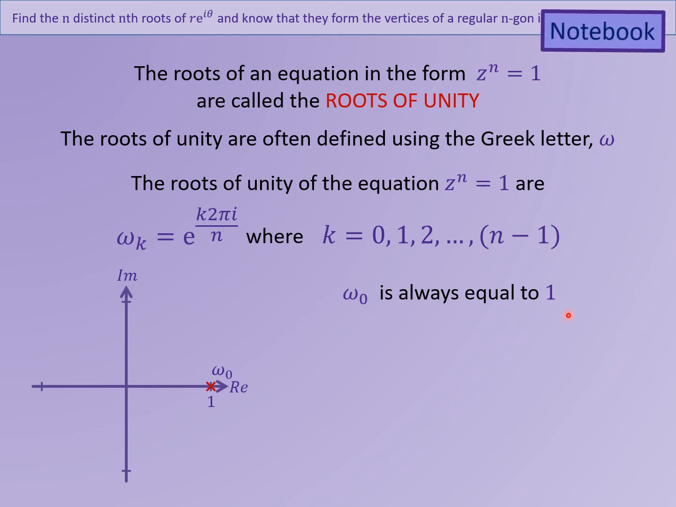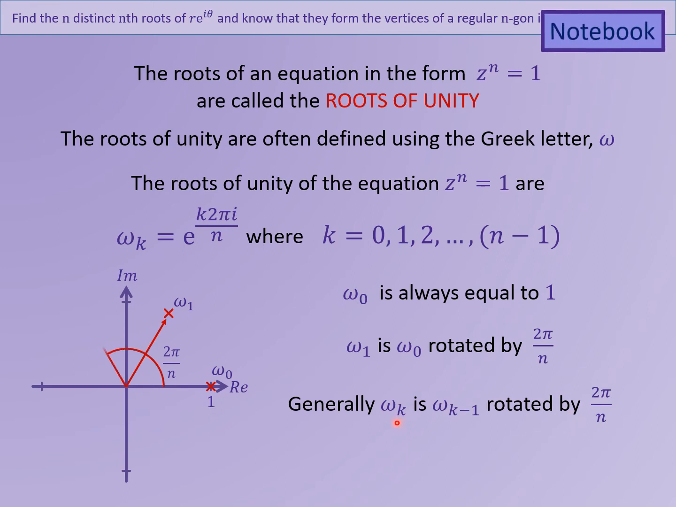Once you've got that one, your second solution is going to be 2 pi over n. It means the argument has gone up by 2 pi over n. That's the only difference between the two solutions. The r value, the modulus, is always equal to 1, so it's still got a distance of 1. The only thing that's changed is the fact that the argument has changed by 2 pi over n. That's how you get to the second root. In fact, if I want to get to any of the other roots, I just keep rotating by 2 pi over n. And that's what it's saying there.